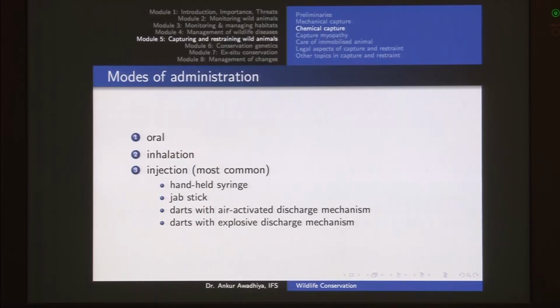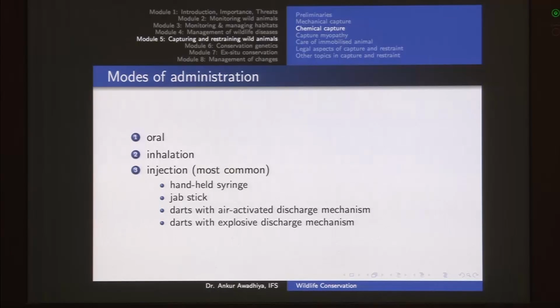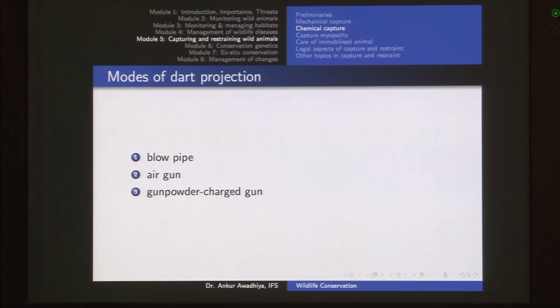So then we had a look at modes of administration. It is oral, inhalation, or injection, and in the case of injection you can have a handheld syringe, you can have a jab stick, or you can use darts. Now darts can be propelled using air guns, or they can be propelled using gunpowder charge.